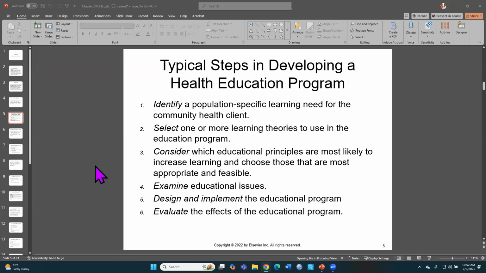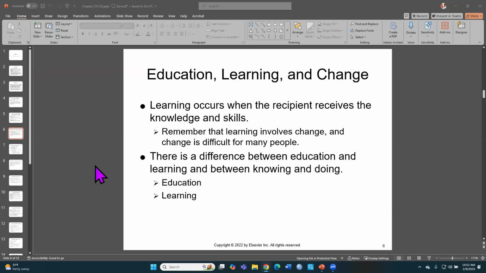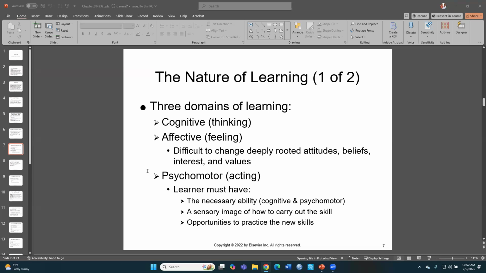So when we look at designing programs, there's a variety of different things that we need to take into consideration when we are establishing education programs. So when we look at the nature of learning, adults are motivated to learn when they think that they need to know something, that new information is compatible with their prior life experiences, and that they value the person providing the information and believe they can make any necessary changes that are implied by learning the new information.